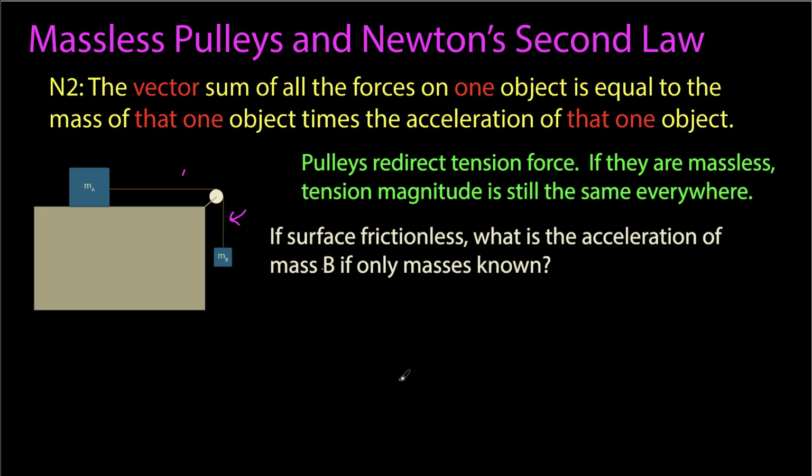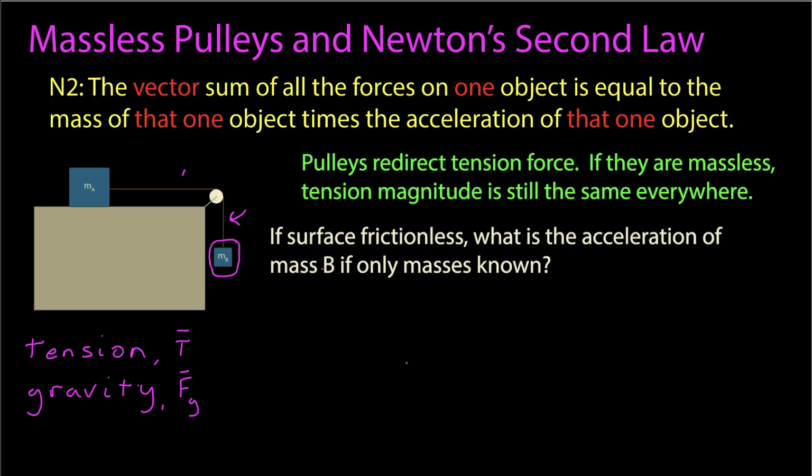So let's do an example. If we assume the surface is frictionless, what is the acceleration of mass B if only the masses are known? Well, I want to apply Newton's law to this problem. And Newton's second law means I have to choose an object. So I'm going to choose, first of all, mass B. That's the one that I want to know the acceleration of. I'm going to isolate it and then find all of the forces on mass B. Well, the only thing touching mass B is the string. And so there's a tension force, and then there's the force due to gravity.